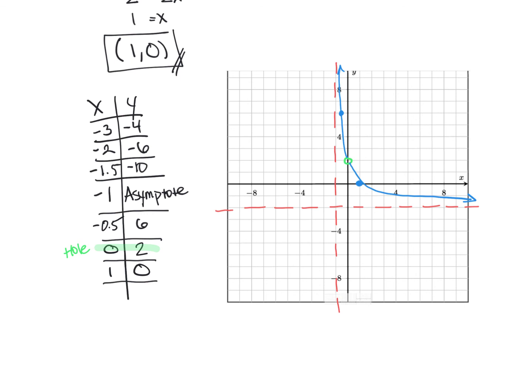From here, let's do the left side. We have -1.5, -10, which will be down here, -2, -6. We'll have -3, -4. So again, don't just connect your points like this. Make sure you go all the way through the other side. So there you are. This is what one full problem looks like. Let me know if you have any questions.